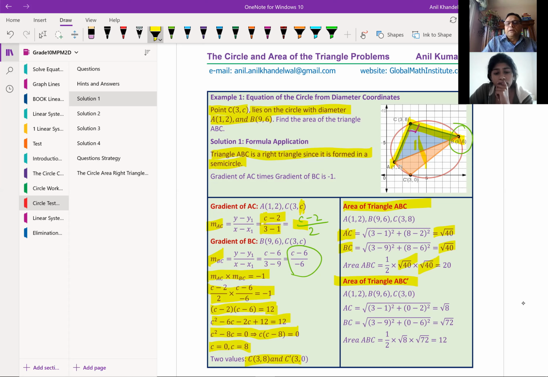And you get 40 divided by 2, and 20 units square becomes the area of the bigger triangle, which is on the top half. And in the lower half, we get the second triangle. Substituting the values, we get the value of this area as 12 units square. Do you realize this part?